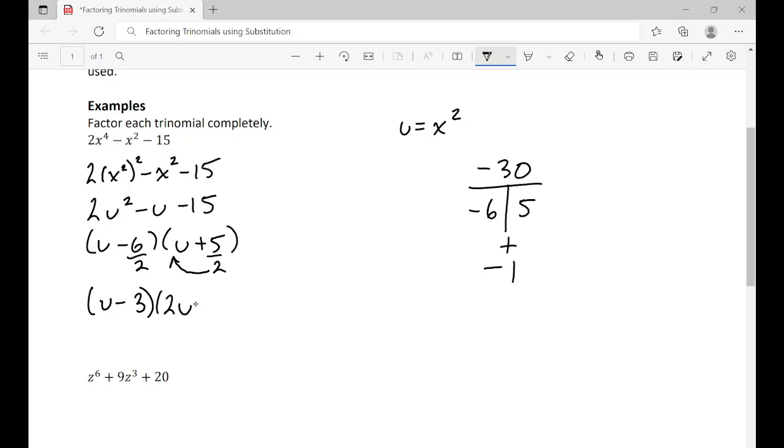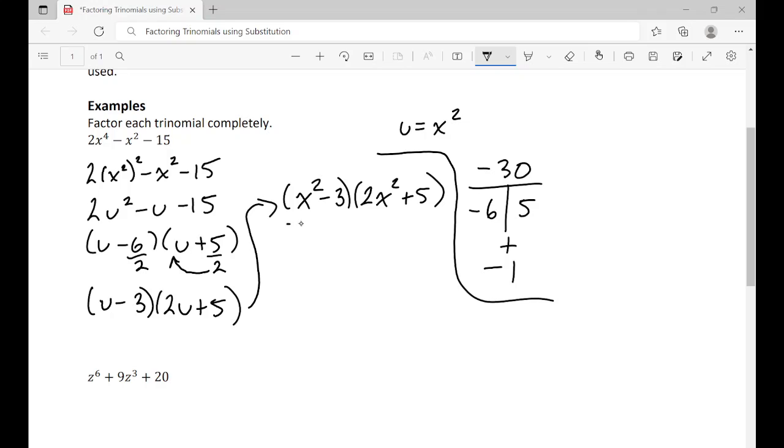So 2u plus 5. Now it's factored, but remember we started off with x's. That means we need to end with x's. So we're going to take our u and go back and see what u equals, which is x squared. So moving it over here, we're going to get x squared minus 3 and 2x squared plus 5. And then this will be the factored form of our original expression.